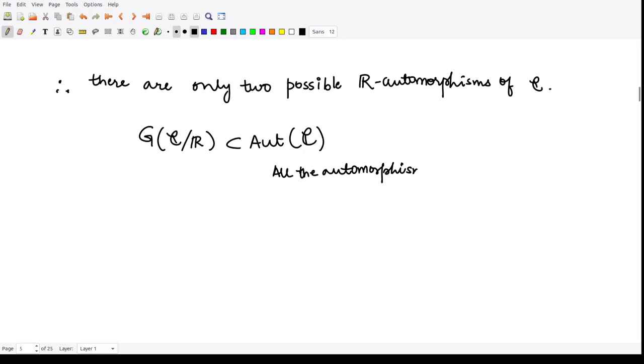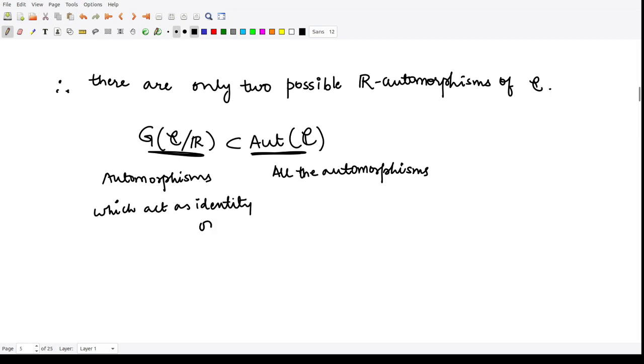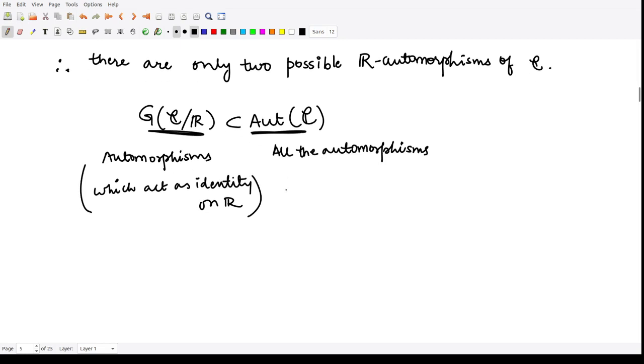whereas this contains automorphisms which act as identity on R. So that means this is a subgroup of this group.